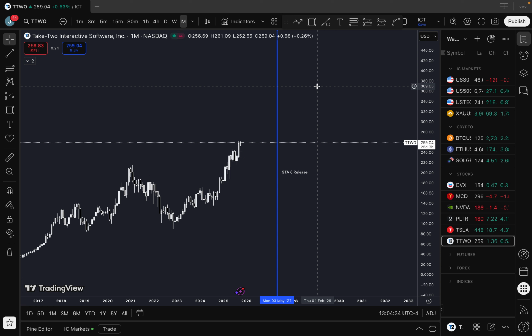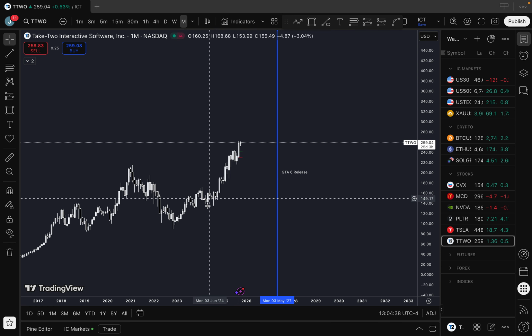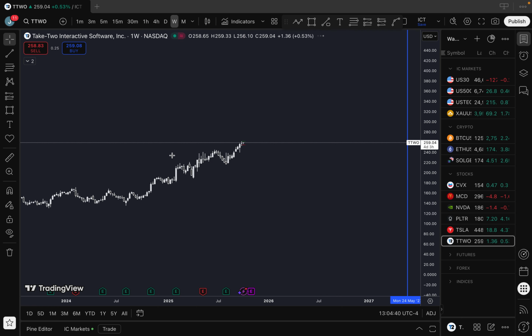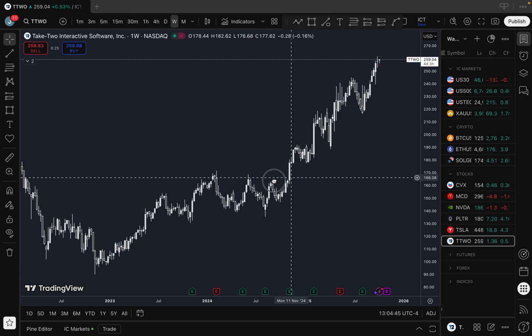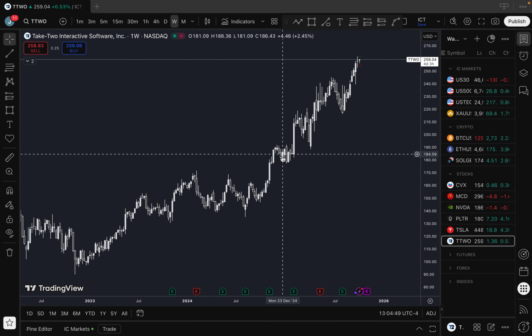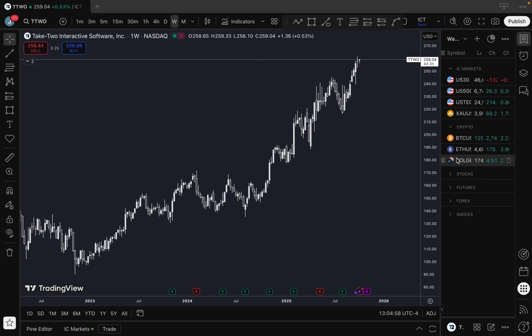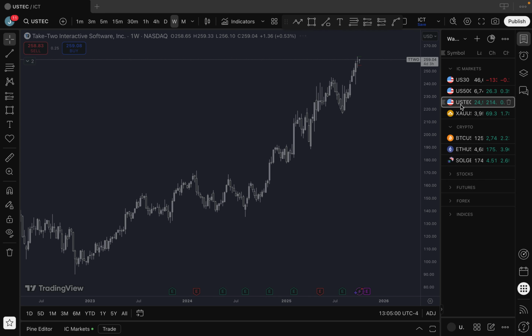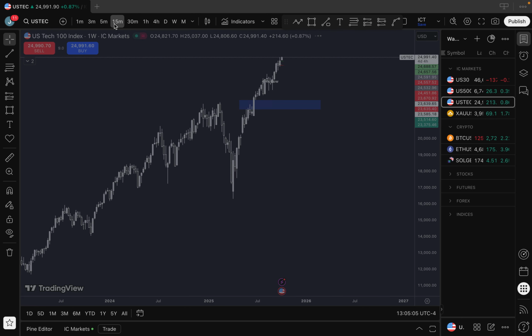So yeah, I've been in Take-Two since, I think it was around 170 or so. Around here I got in on my first entry, and I've just been dollar cost averaging all the way up basically. And so yeah, hoping to see that play out. It's more of a long-term play. And yeah, I don't really have anything more to talk about today.